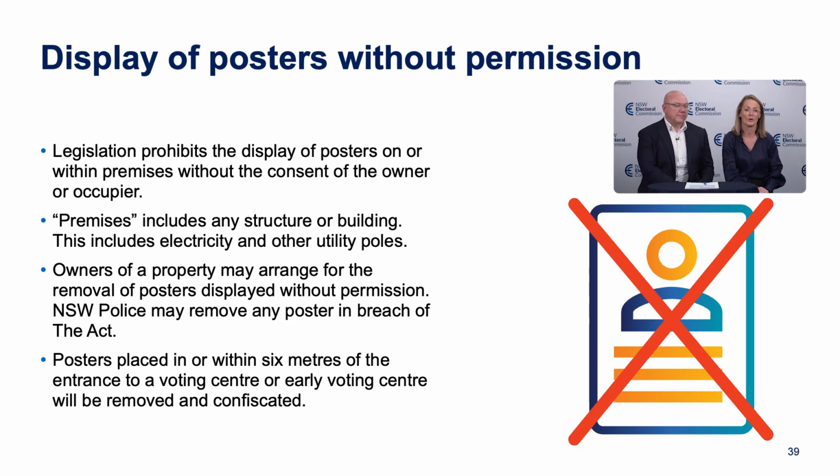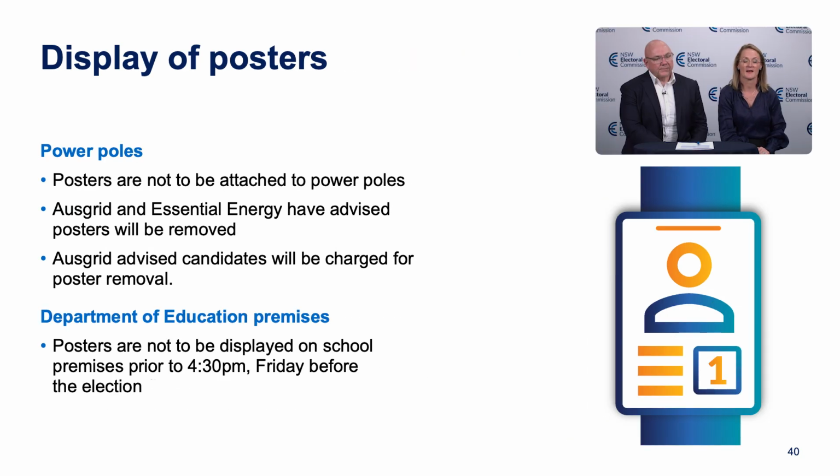Posters placed in or within 6 metres to the entry of a voting centre or early voting centre will be removed and confiscated. Posters are not to be attached to power poles. Ausgrid and Essential Energy have advised posters will be removed. The Department of Education has requested that posters not be displayed at the entry to a school that may be used as a voting centre on election day prior to 4:30 the Friday, the day prior to the election.